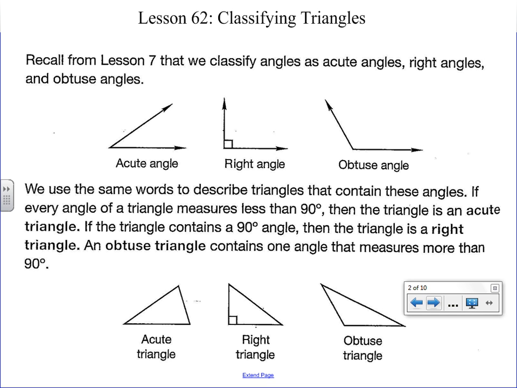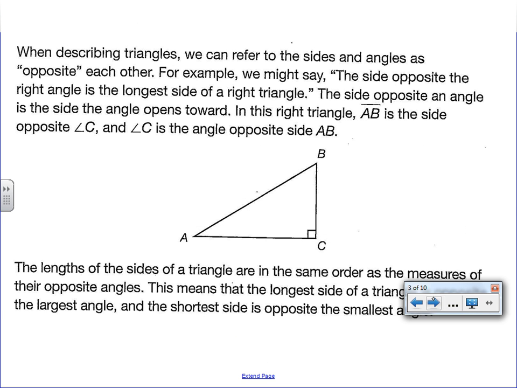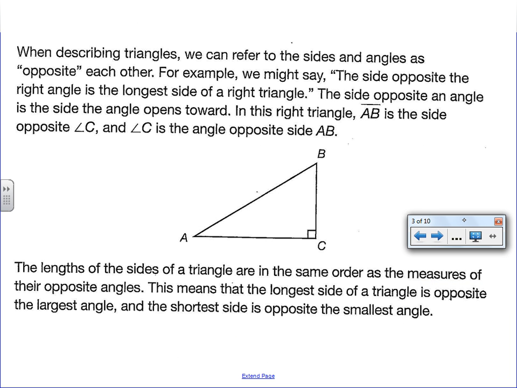Here you can see that all of the angles in my acute triangle are less than 90 degrees. The right triangle has a 90-degree angle, and the obtuse triangle has one obtuse angle. When describing triangles, we can refer to the sides and angles as opposite each other. For example, we might say the side opposite the right angle is the longest side of a right triangle.